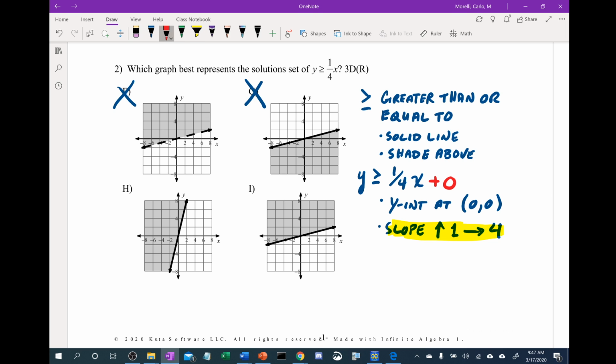Well, let's take a look at H. Starting from 0, 0, I have to go up 1, up 2, up 3, up 4, and then over 1. So this is actually a slope of up 4 over 1. Well, that's not what I want. I want up 1 over 4. So it's not H. So we think it's I, but let's double check. Starting at 0, 0, I go up 1 over 1, 2, 3, 4 to arrive at my next point. So for all those different reasons, it's shaded above, it's a solid line, it crosses at 0, 0, and it has the correct slope. The answer choice here is I.